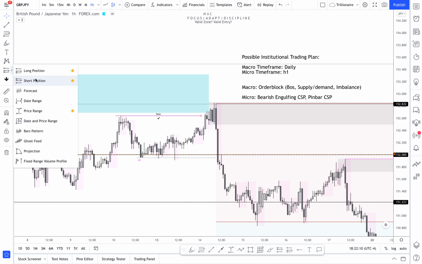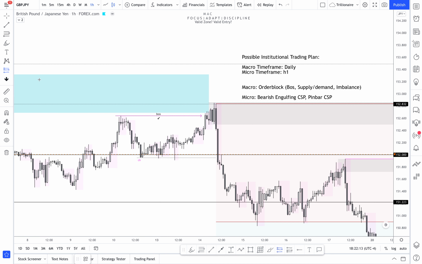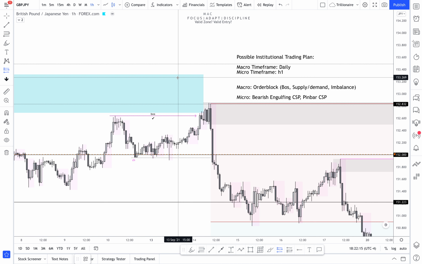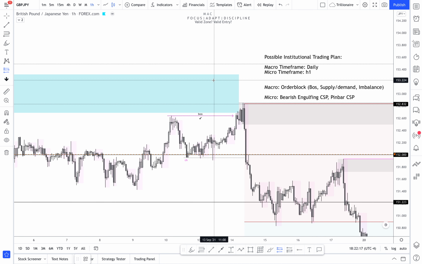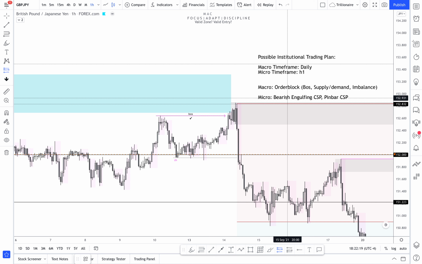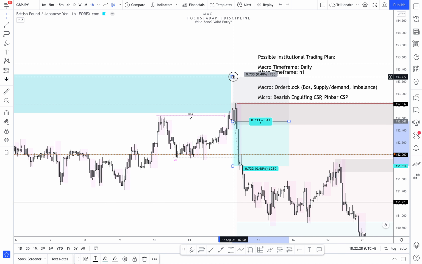So let's say you entered after you saw this entry signal. Are we at a valid zone? Yes, we're at a valid higher time frame order block. And do we see our micro H1 entry, a valid entry? Do we see a bearish engulfing? Absolutely. Let's say you entered after this first bearish engulfing.